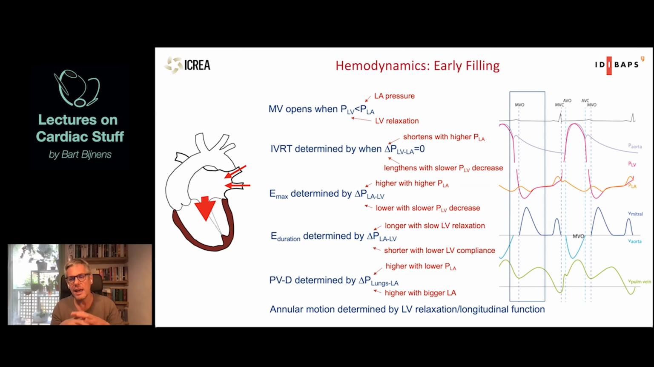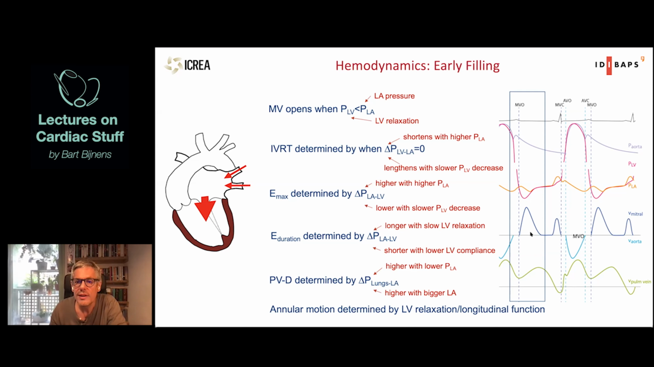Or if you have a super young athlete or something like that, then it could also be that the isovolumic relaxation time is very short, because, as we said before, the pressure decrease is very, very fast. So the isovolumic relaxation time contains very important information for early filling, since it tells us something about how the pressure in the ventricle and the pressure in the left atrium are related.